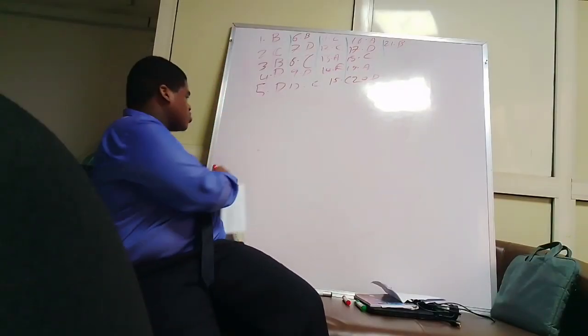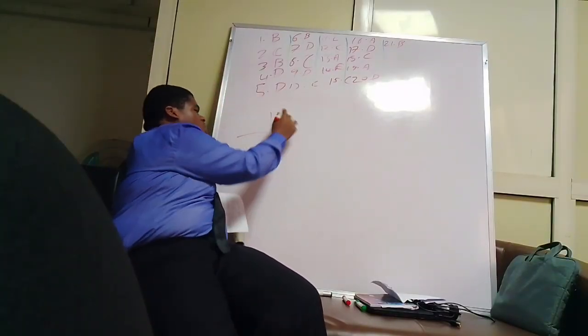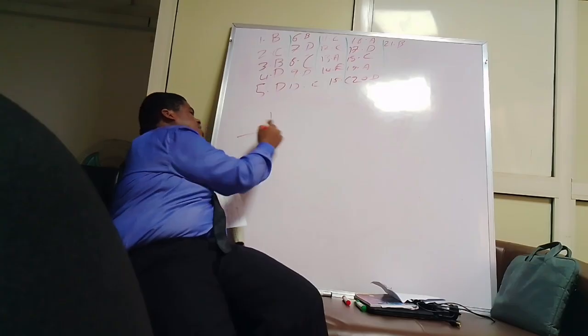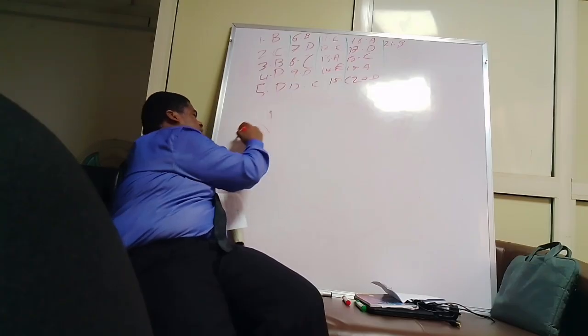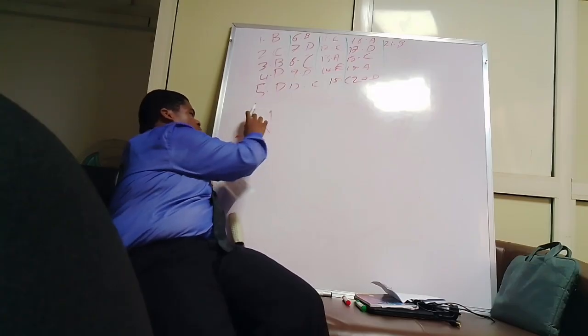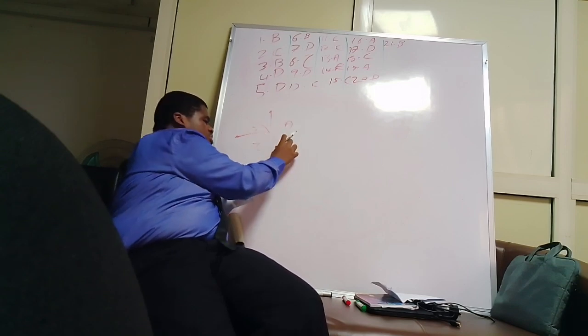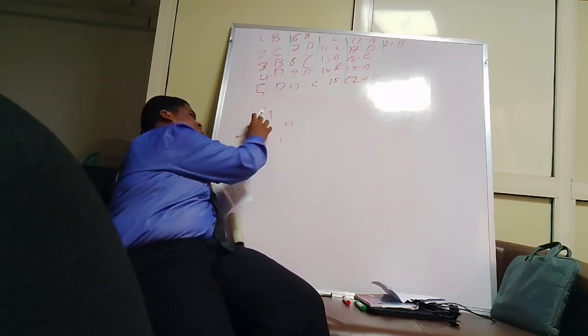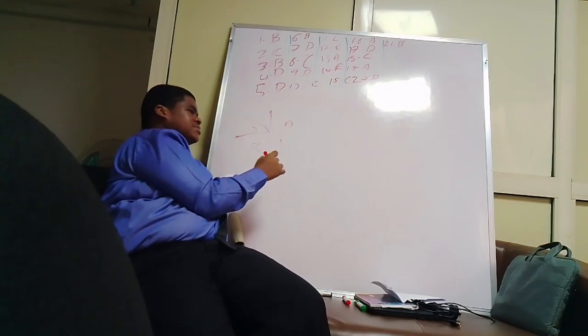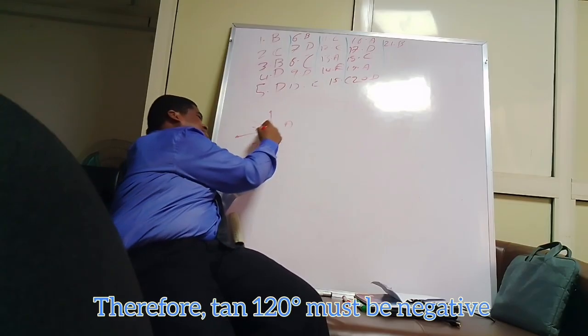So we have tan 120 degrees. Which quadrant is it in? 120 degrees is between 90 and 180, so it's going to be in the second quadrant. We have A, C, T, and S. So that means cos is supposed to be here, tan is supposed to be here, and sin is supposed to be here. But since tan is not positive here, that means tan is negative in this quadrant.